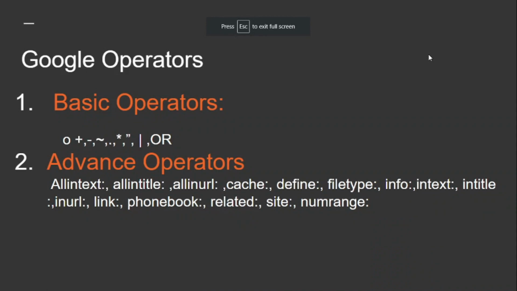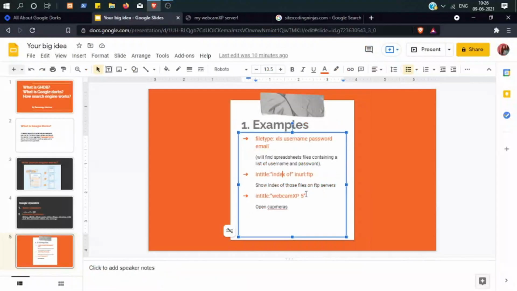Now let's see some of the Google operators. Here are some operators like plus, minus, tilde sign, dot, and or, which you can use to create multiple, or you can say complex kinds of advanced searches. So these are some of the examples.